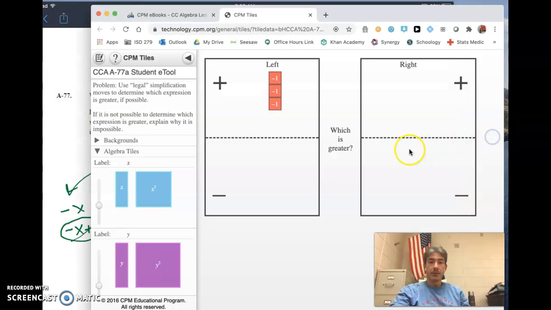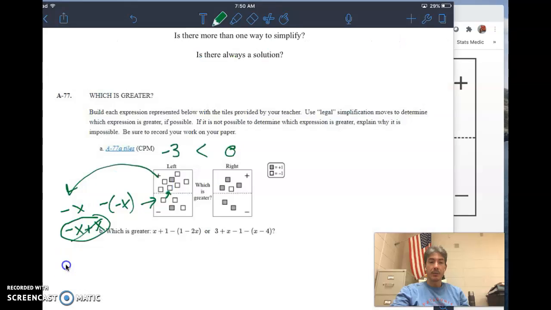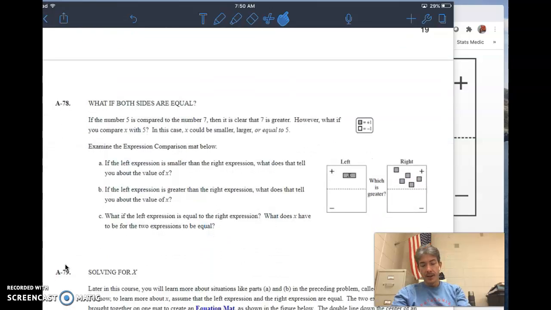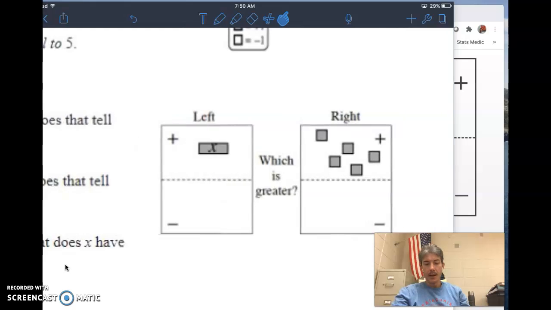But the focus, of course, is to use those algebra tiles to help us. Some of us, though, are going to be ready to move on without the algebra tiles, and that is totally fine. So we've got those legal moves fresh in our mind again, and we've got a situation here, and this is the thing we've been working towards, but we're going to start with A and B. We've got x on the left, and I'm going to zoom in here. X on the left, on the right we've got 5.